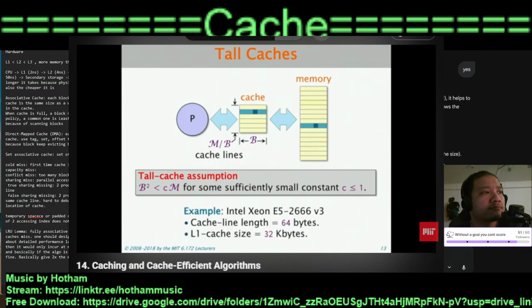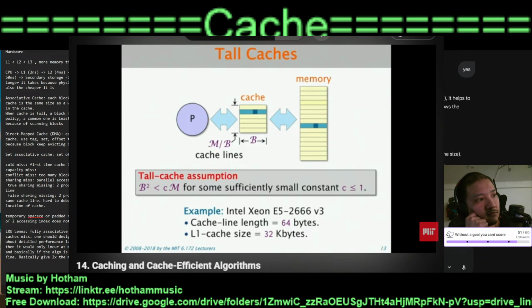And this tall cache assumption is usually satisfied in practice. So here are the cache line sizes and the cache sizes on the machines that we're using. So the cache line size is 64 bytes, and the L1 cache size is 32 kilobytes. So 64 bytes squared, that's 2 to the 12. And 32 kilobytes, that's 2 to the 15th bytes. So 2 to the 12 is less than 2 to the 15th, so it satisfies the tall cache assumption. And as we go up the memory hierarchy, the cache size increases, but the cache line length stays the same. So the caches become even taller as we move up the memory hierarchy.